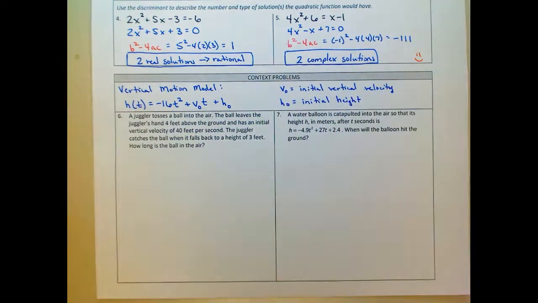So if we look at number 6, it says a juggler tosses a ball into the air. The ball leaves the juggler's hand 4 feet above the ground and has an initial vertical velocity of 40 feet per second. The juggler catches the ball when it falls back to a height of 3 feet. How long is the ball in the air?